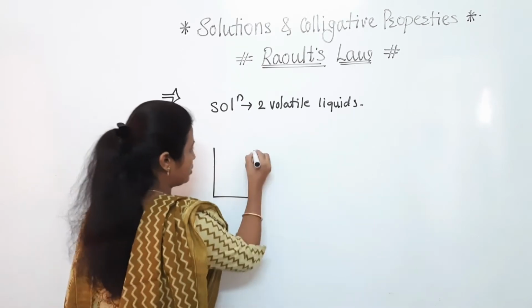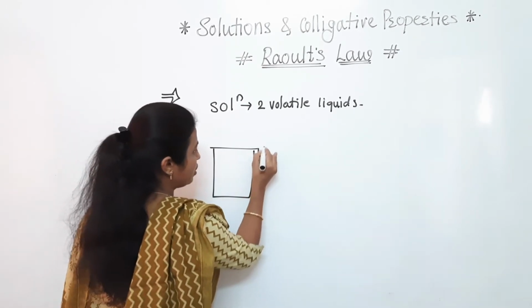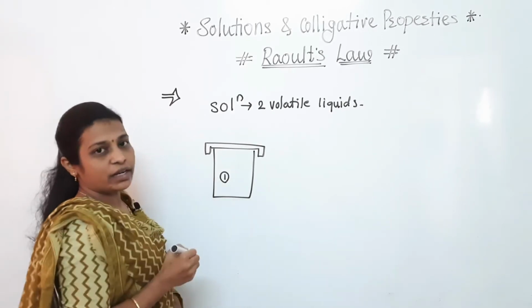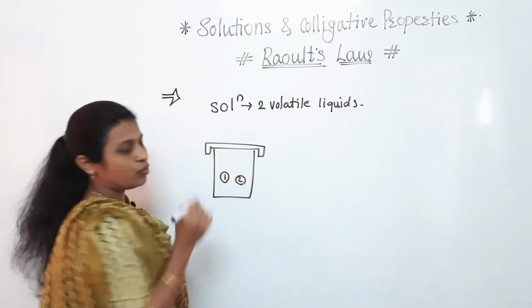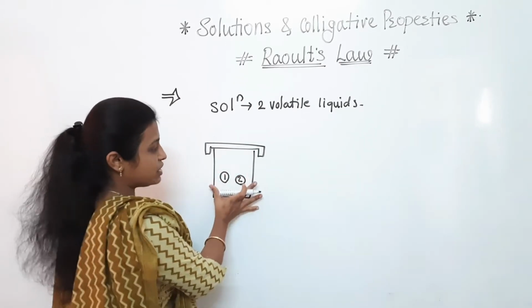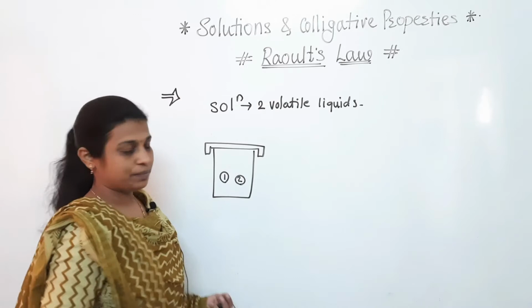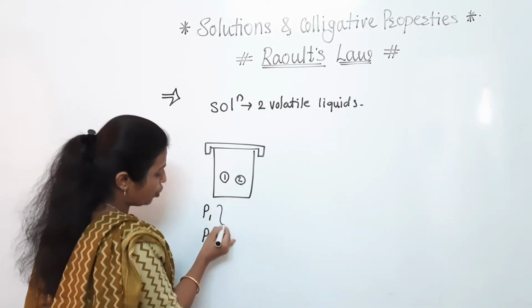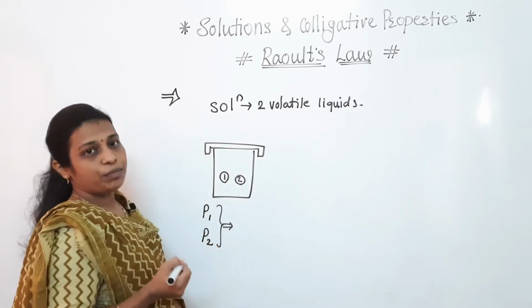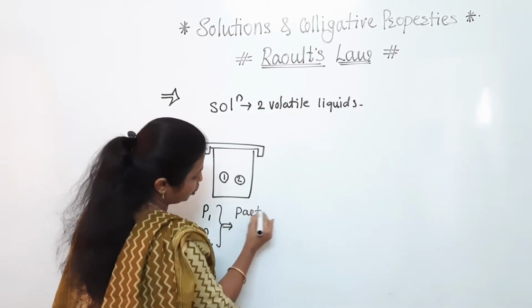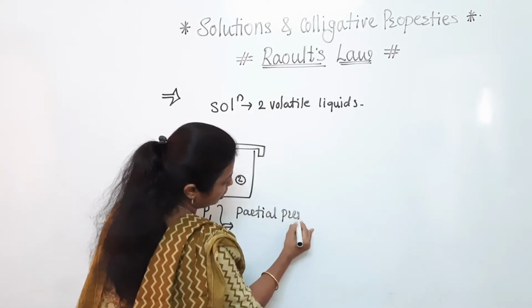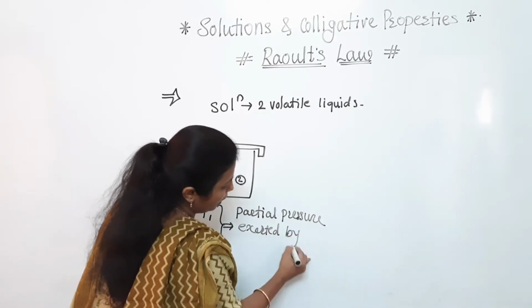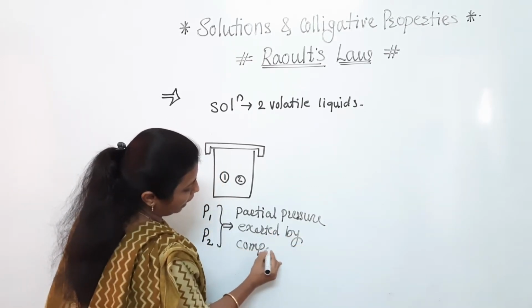This is the one vessel which is closed one. So this is the closed vessel. Clear? In that this is the one volatile component and this is the second volatile component. Hope so everyone is getting that point, whatever I'm drawing here. So for that one, if we consider P1 and P2, what is that P1 and P2? P1 and P2 is the partial pressure exerted by component 1 and 2.